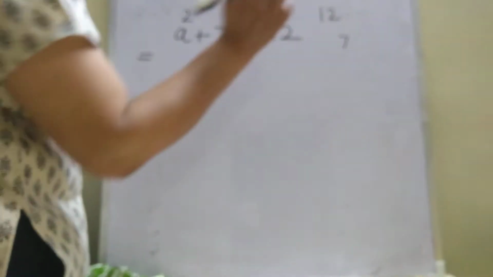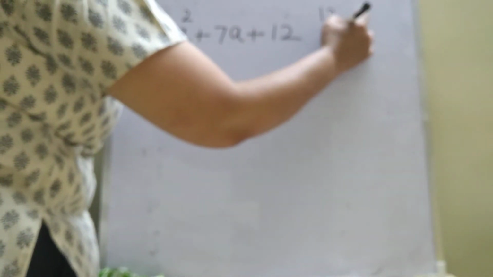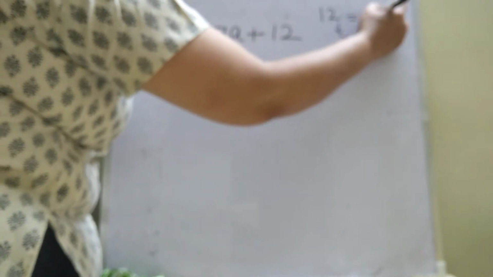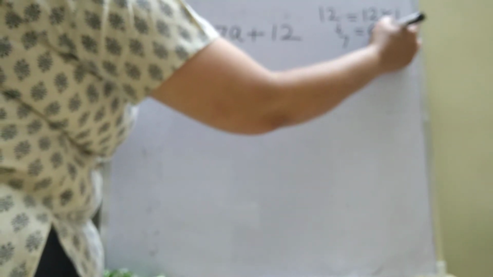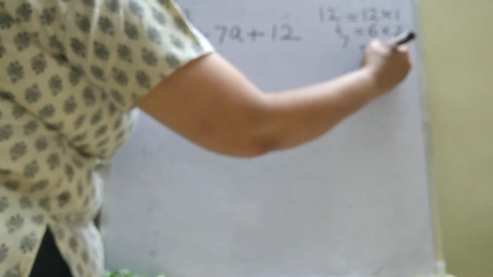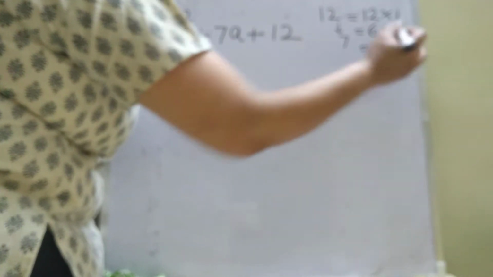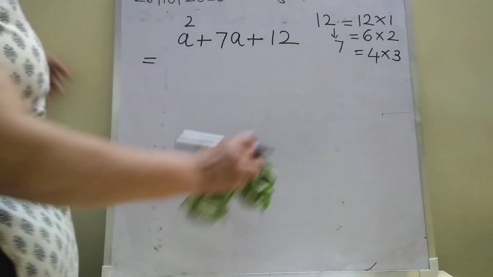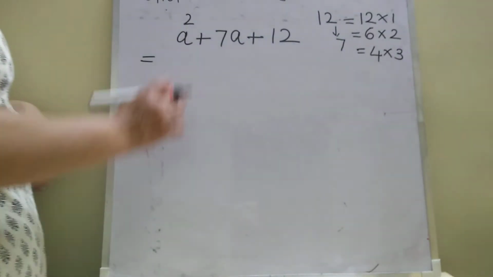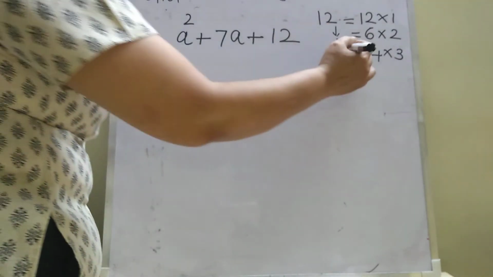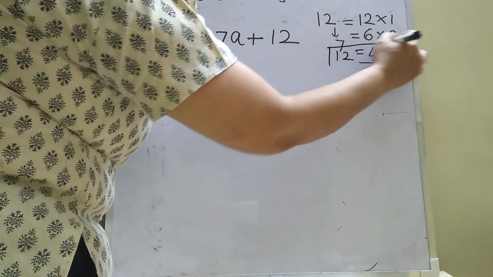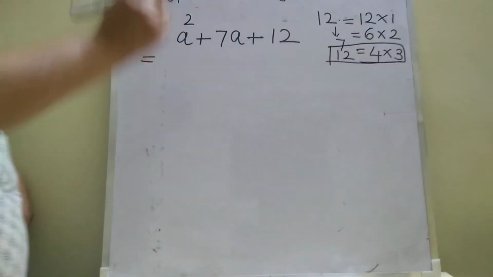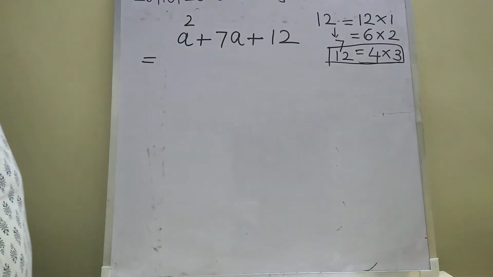Now what are the factors of 12 I am going to get? I have to get 7 as the addition. First factor, always write 12 ones are 12. Then 6 twos are 12. Then 4 threes are 12. Out of this, only one is my answer. Which is the answer? I want 7 as the addition, so this is my required one: 4 threes are 12. For the time being, write all the factors like this.